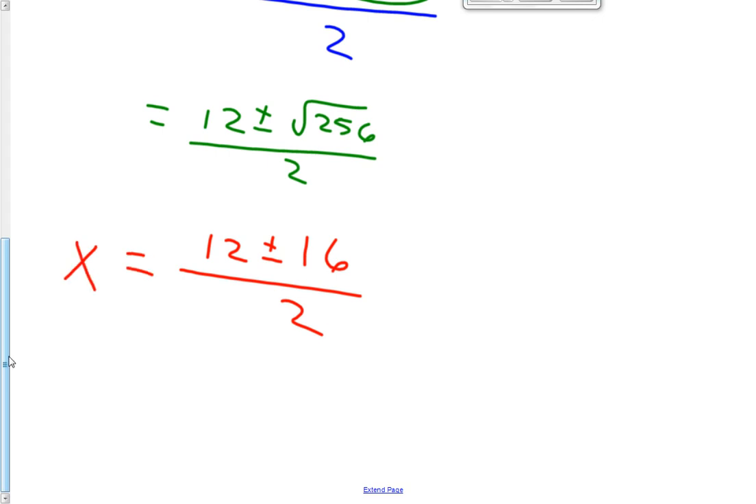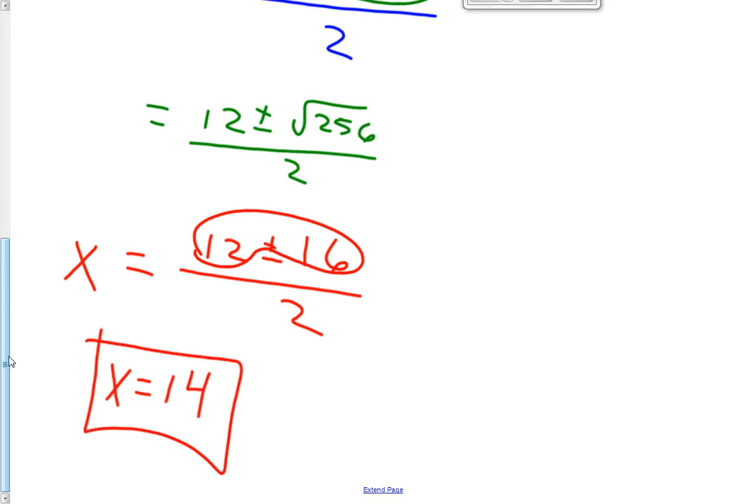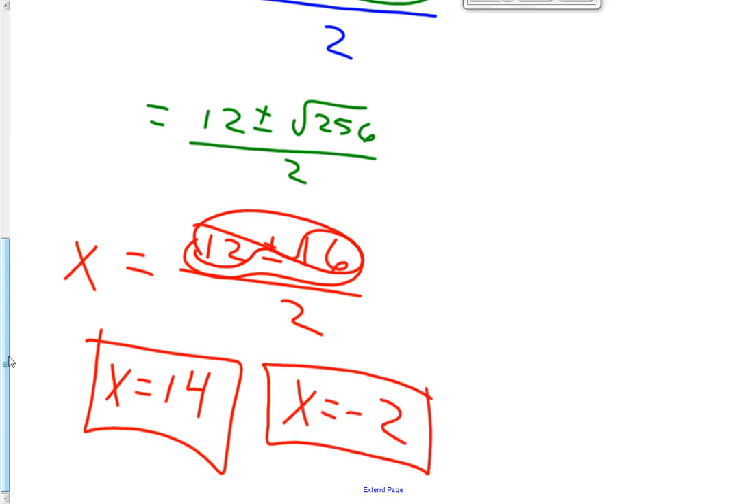So we get two answers. 12 plus 16 divided by 2. 12 plus 16 is 28. 28 divided by 2 is x equals 14. There's one of our answers. And the other answer is 12 minus 16 divided by 2. 12 minus 16 is negative 4. Negative 4 divided by 2 is negative 2. And there's our two answers. X equals 14 and x equals negative 2.